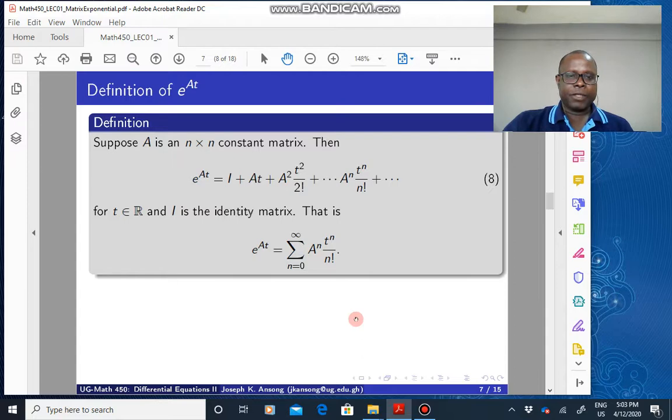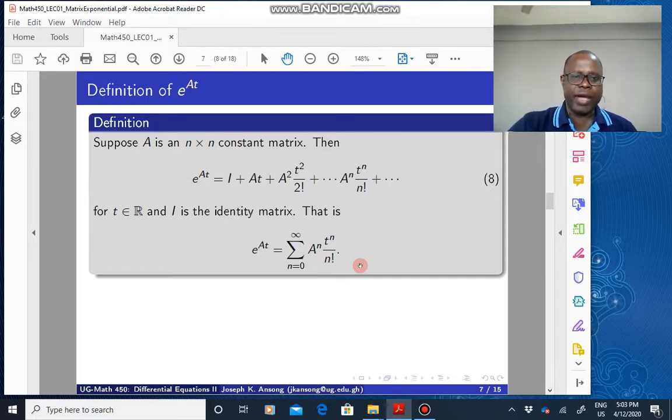Okay, so here is a definition of the matrix exponential. Suppose you have an n by n matrix A, then e to the At is given by this series. I here is the identity matrix. You have A multiplied by t, A squared t squared over 2 factorial, and so on, which you can shorten to this. So basically that is the definition for the matrix exponential.